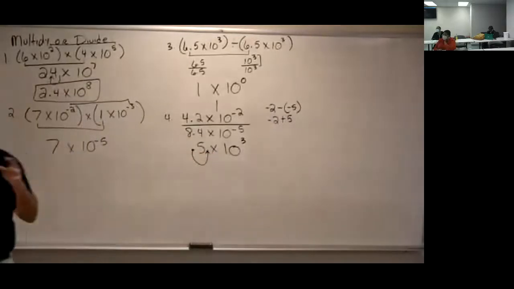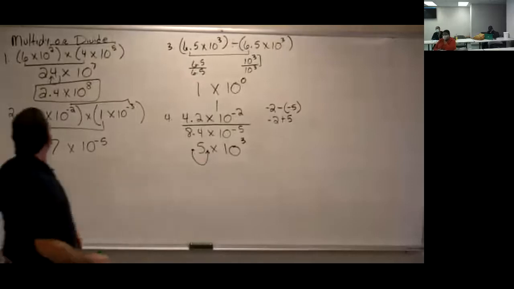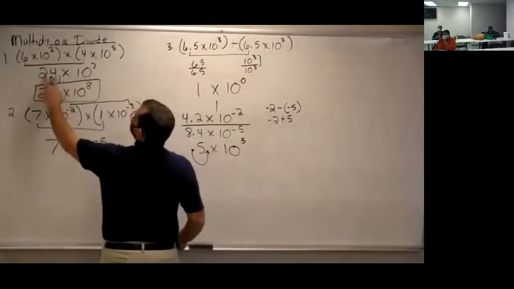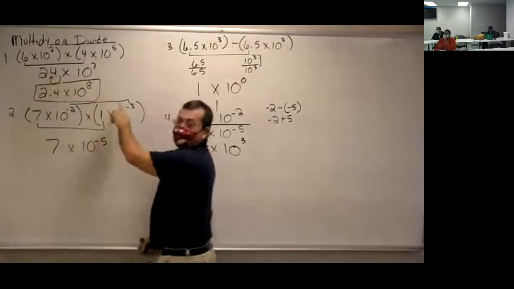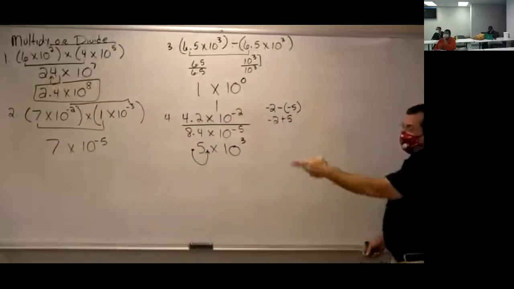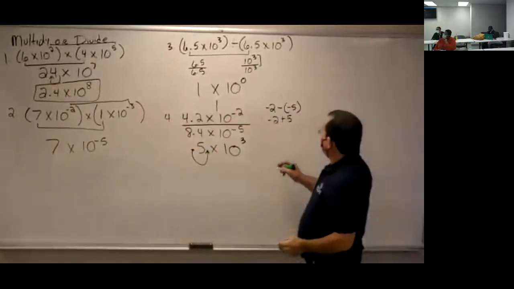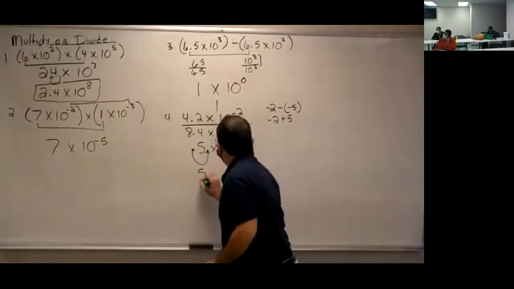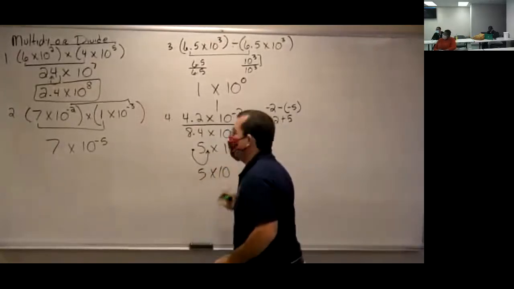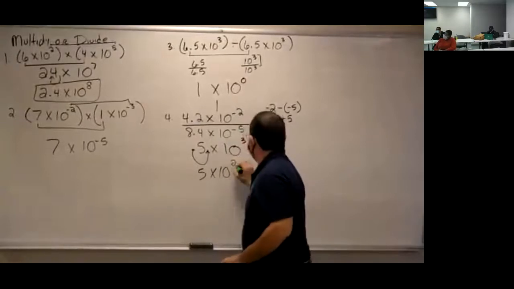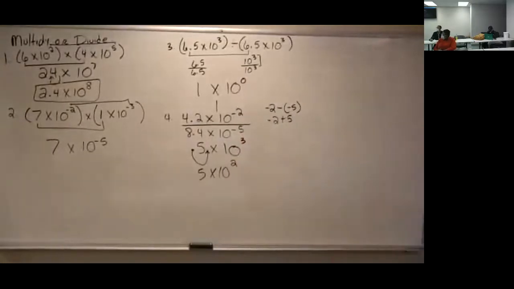But I forget what to do with the exponent if I move to the right. Am I adding or subtracting? Subtracting. Because remember the 24, I moved to the left, I added. If I move right, I've got to subtract. So if I move right, this becomes 5 times 10 to the second. There you go.